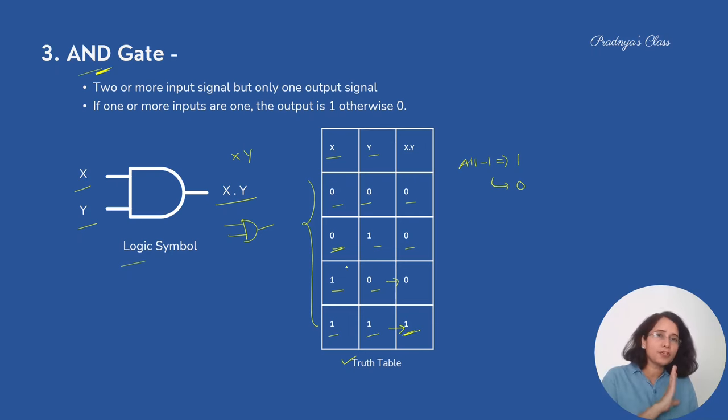In this way we studied all the basic gates. The first one is the NOT gate, the second one is the OR gate, and the third one is the AND gate.